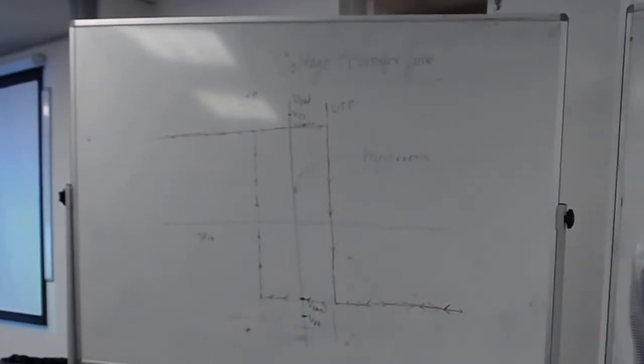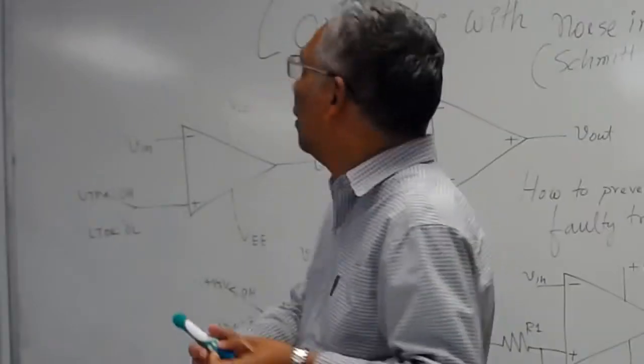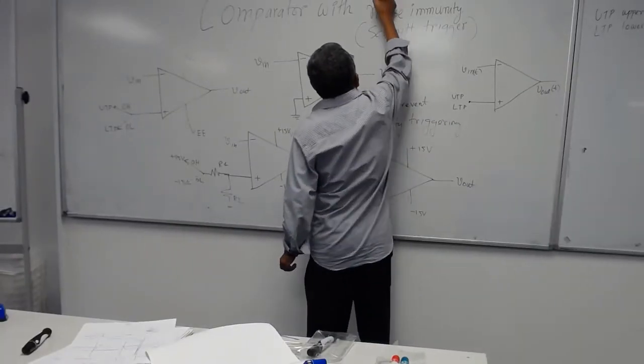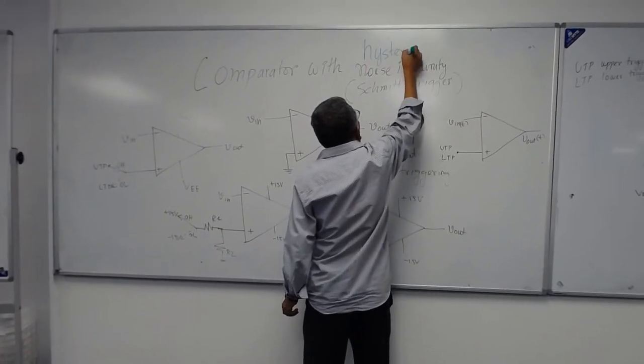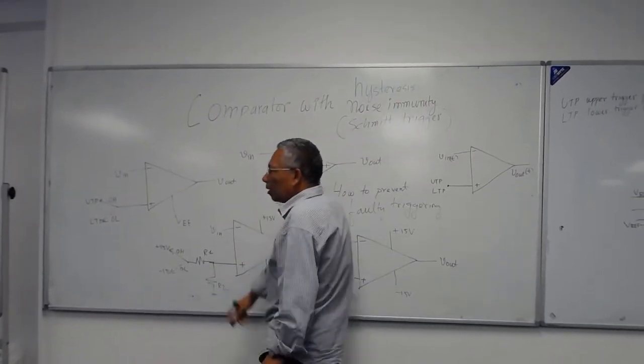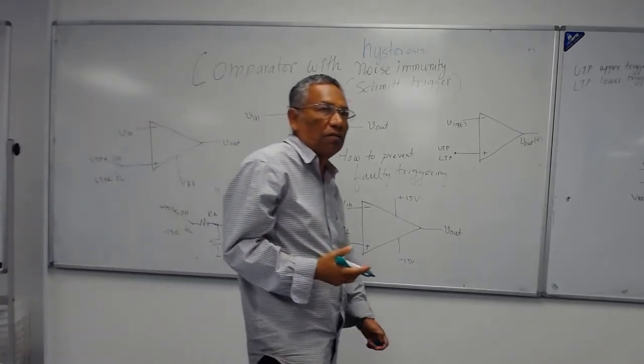So you can also call this what? Comparator with hysteresis. Exactly. You call it comparator with hysteresis. Okay? So the hysteresis has a measure, you know, of how much hysteresis you have.